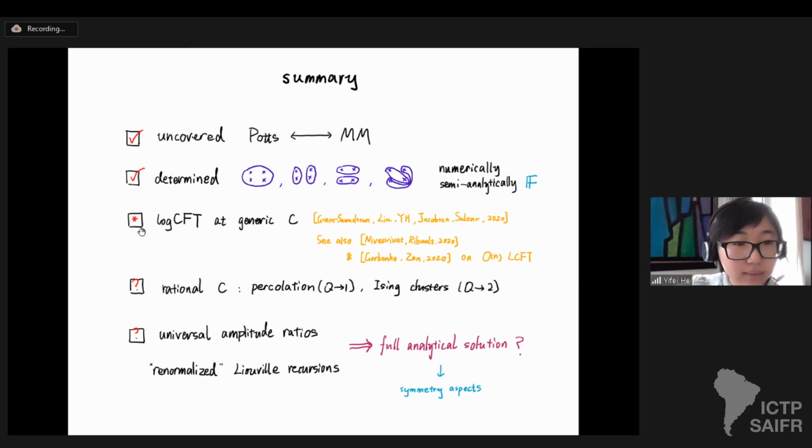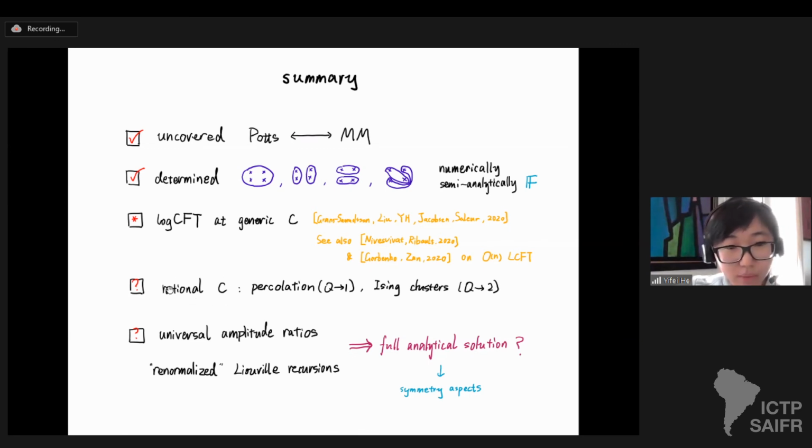And one important topic that I did not cover is the logarithmic nature of the POTS CFT at generic values of central charge, which we have studied more in this recent paper. And around the same time, there's also this other paper about the same topic. And earlier this year, there was another paper studying the O(N) log CFT, which is closely related to the POTS model. And some open questions important to answer, from my perspective.